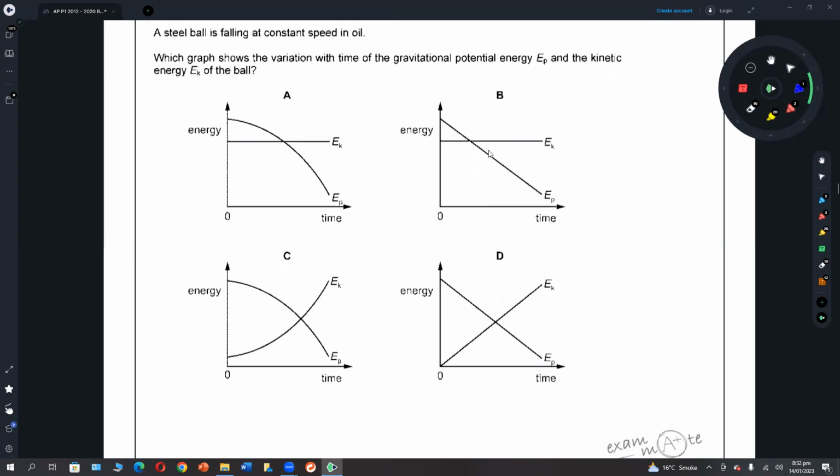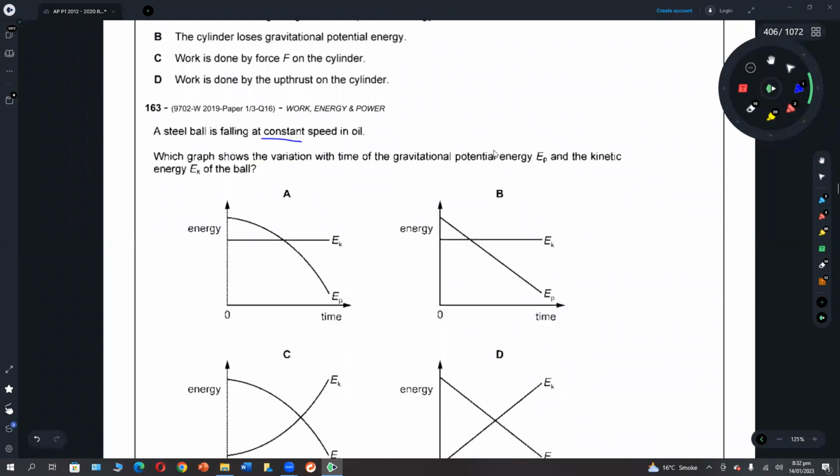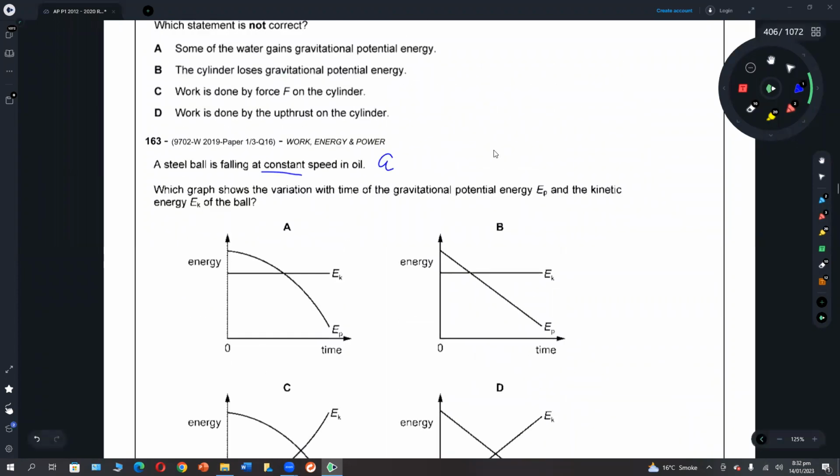This is a pattern in A-level. Look, some questions repeat. A steel ball is falling at constant speed. This is a very important point when speed is constant: it means acceleration is zero and resultant force is also zero. Which graph shows the variation with time of the gravitational potential energy and the kinetic energy of the ball? Now build the concept. If speed is constant, then the kinetic energy will also be constant, because kinetic energy depends on speed.